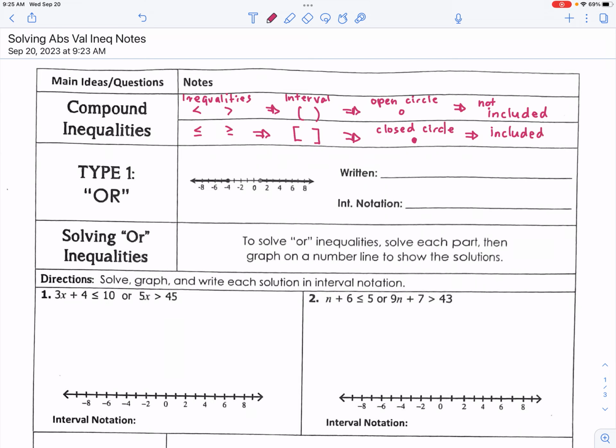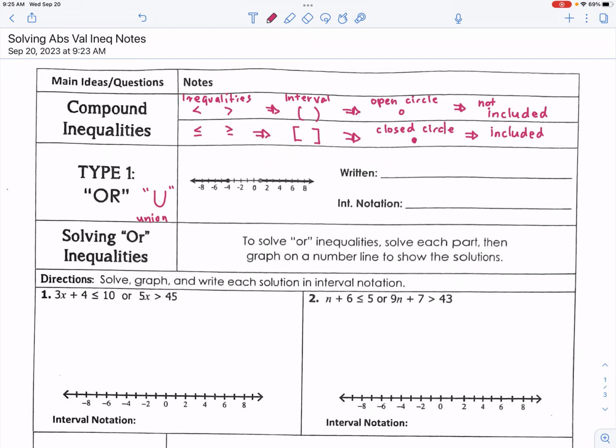So we're going to be looking at two different types of inequalities. We have what's called the OR type. In interval notation, we use this symbol that looks like a U. You're not going to put a little curl underneath it. It looks like a U. We call this the union.